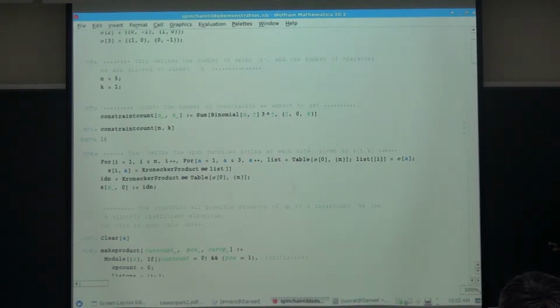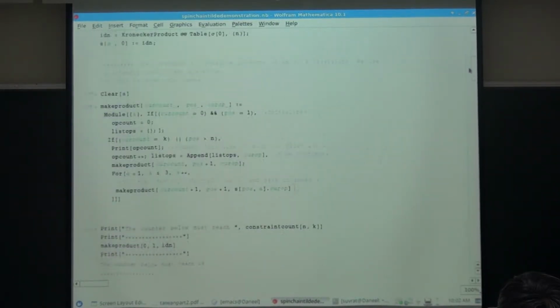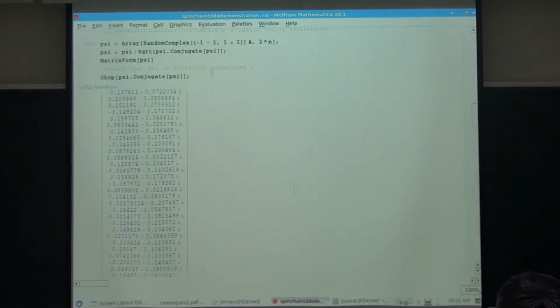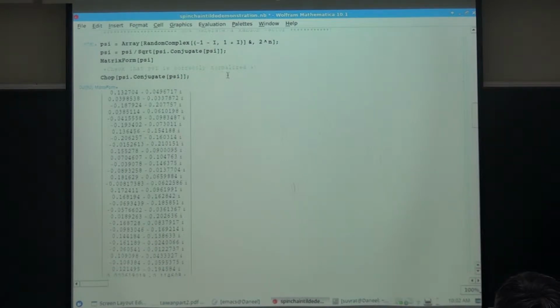Manipulate this, and allow you only up to one insertion. So I can only look at 2-point correlators in this. So 5 spins and up to 2-point correlators. Here there's some code that's not relevant, but we'll generate some state. Okay, so this is some state in this.